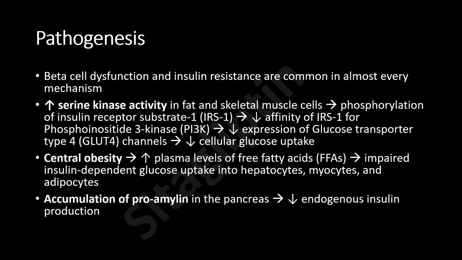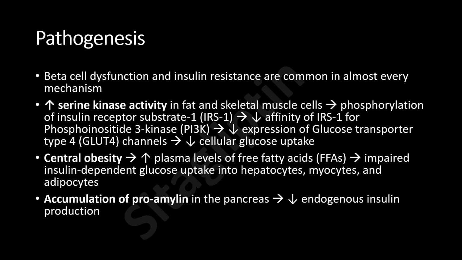Increased serine kinase activity. Now, what exactly is a serine kinase? Serine kinase is an enzyme which is basically responsible for phosphorylation. And similarly, PI3K, phosphoinositide 3 kinase, which is also responsible for phosphorylation.